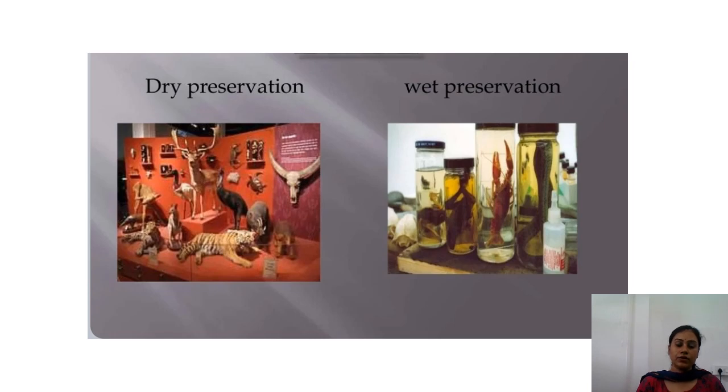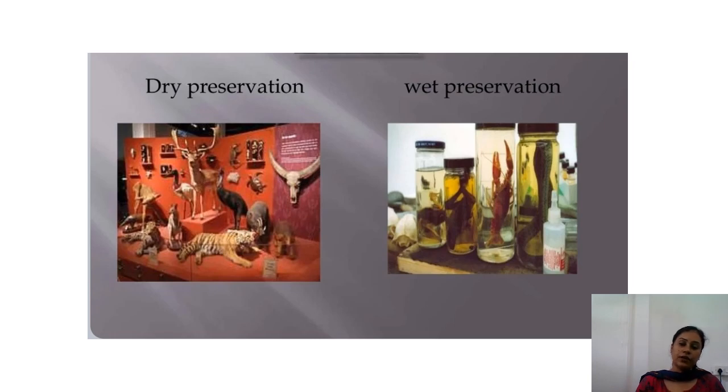In dry preservation, we make a stuffing from the whole animal. The outermost layer, meaning the fur and the skin, is kept on the animal. We remove all the internal organs and flesh inside those organisms, and then we stuff those organisms with cotton, and then we preserve those organisms in our museum. Such a kind of preservation is dry preservation, which you can see in the photograph.